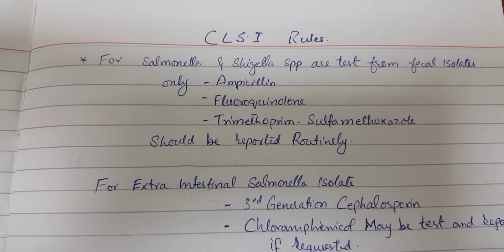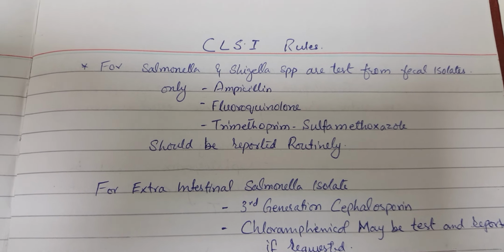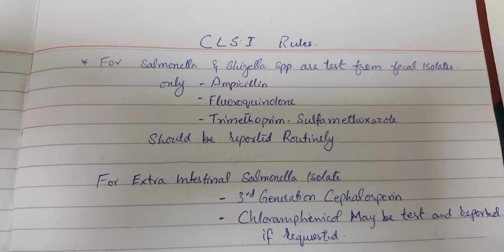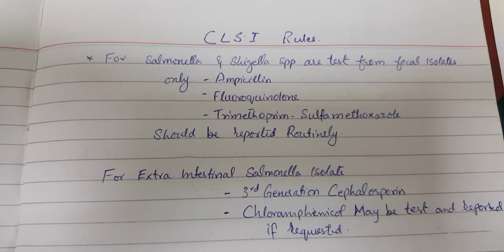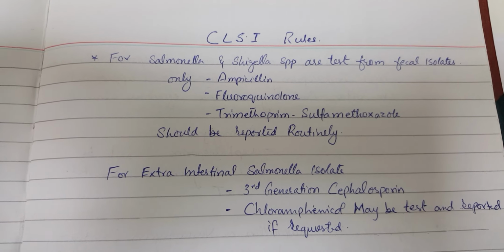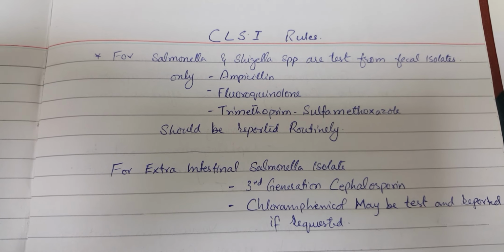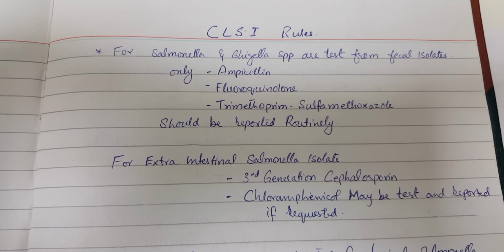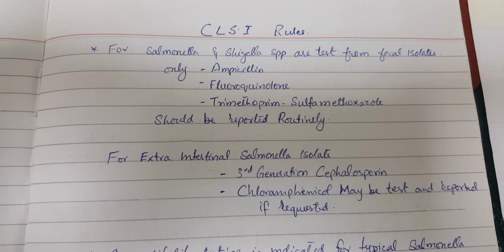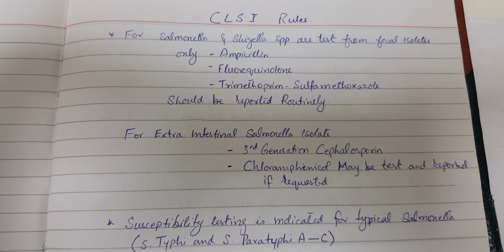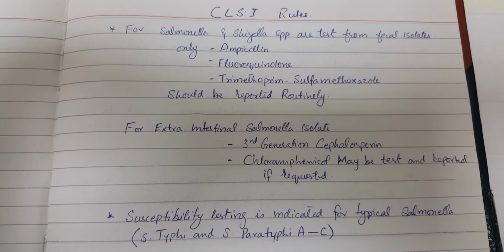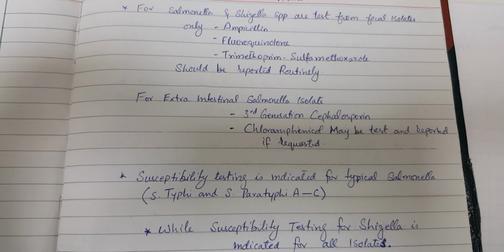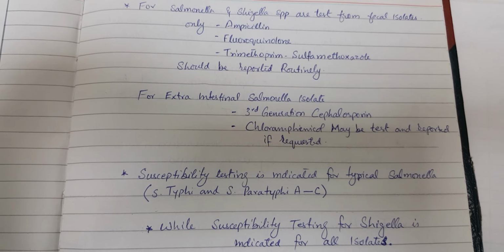CLSI, clinical laboratory rules. For the Salmonella and Shigella species, which are tested for from the fecal isolate, only ampicillin, fluoroquinolone, and trimethoprim-sulfamethoxazole should be reported routinely. For extraintestinal Salmonella isolates and Shigella isolates, the third generation cephalosporin and chloramphenicol may be tested and reported if requested. Susceptibility testing is indicated for the typhoidal Salmonella, S. typhi and S. paratyphi A to C, while susceptibility testing for Shigella is indicated for all isolates.